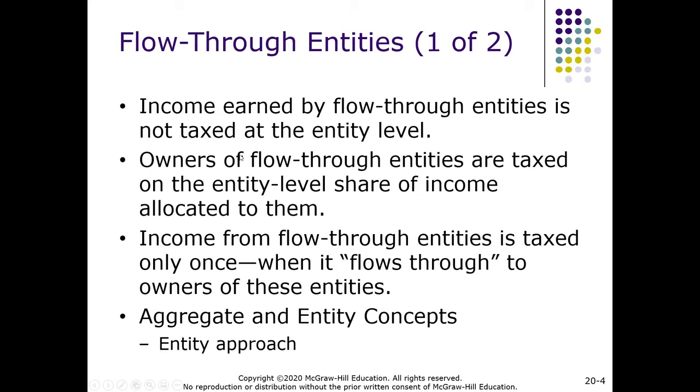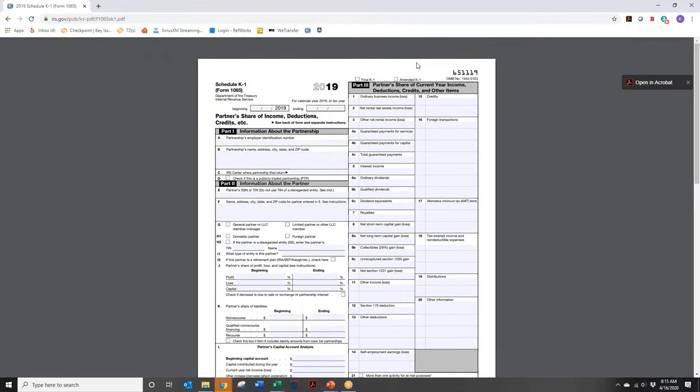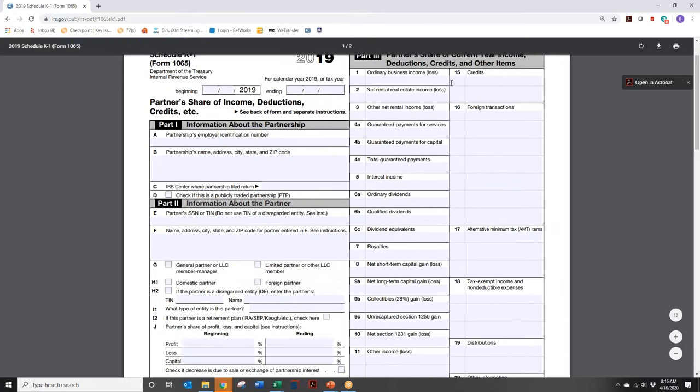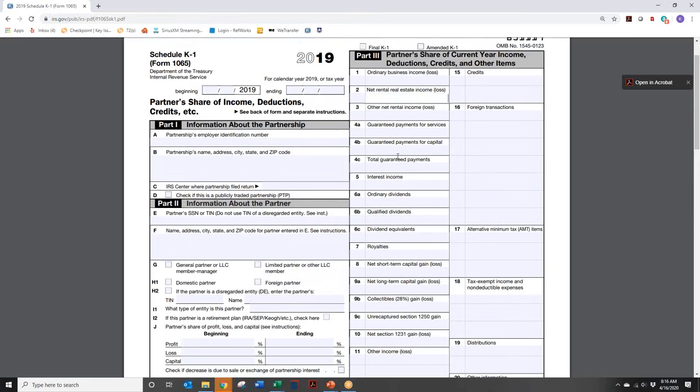Talking about this, owners of flow-throughs are taxed on the entity-level share of income allocated to them. Now, what will happen with this? This right here is called Schedule K-1. I'll see if I can expand this a bit. Okay, I did it. Good. So this is Schedule K-1, and you'll notice here you've got box 1, which says ordinary business income and loss, and then you have net rental income, and so on and so forth.